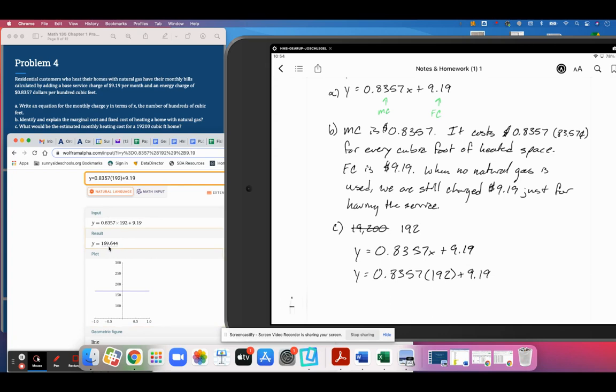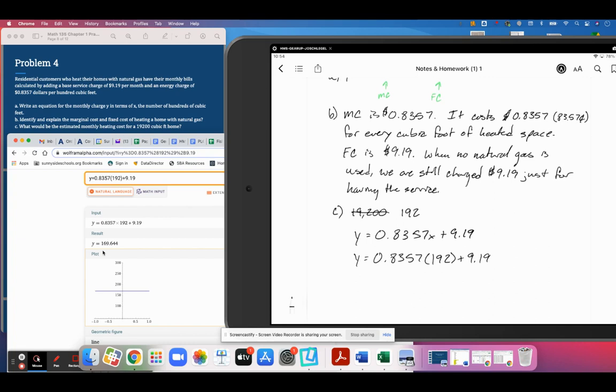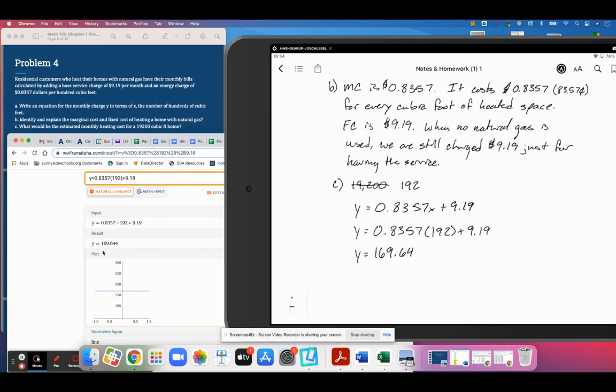So what we end up with here, everyone, is 169.64, and we'll round to the nearest 100th place because this is talking about money. So we get y equals 169.64. And so the monthly cost to heat this home would be $169.64. That seems a little bit expensive to me. But I guess it is what it is.